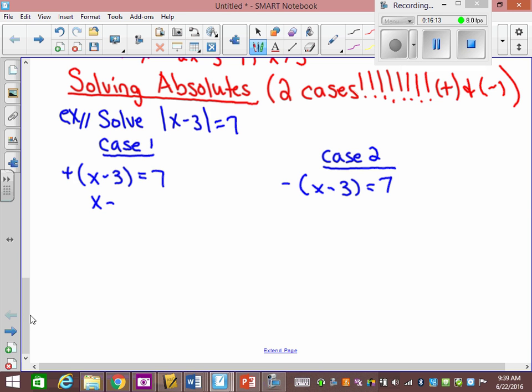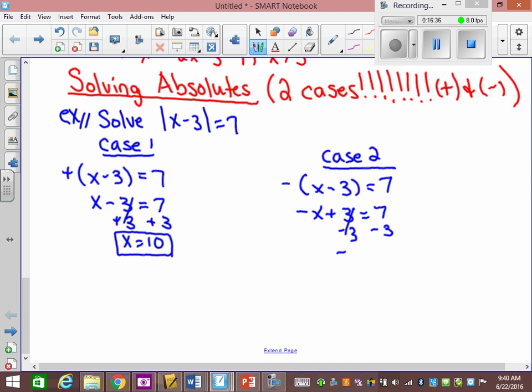We get x minus 3 equals 7, because a positive in front isn't going to change anything. Move our 3 over, and we get x equals 10. Then we distribute a negative in. Negative x plus 3 equals 7. Subtract the 3. Negative x equals 4. Divide by negative 1. X equals negative 4.